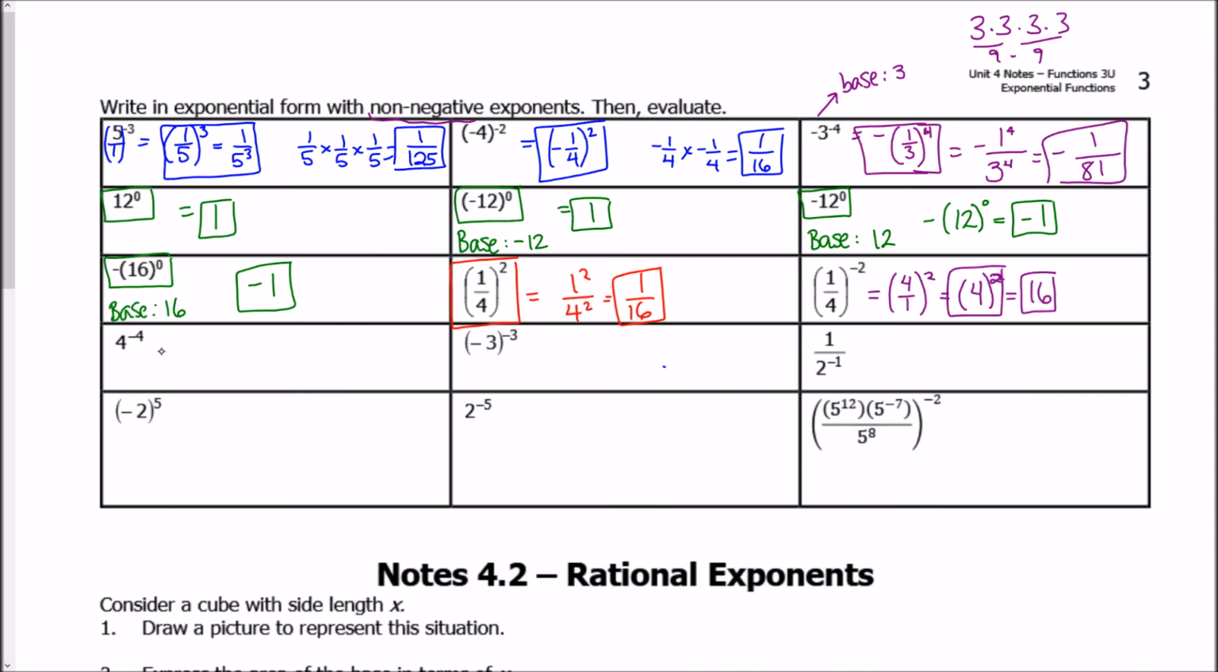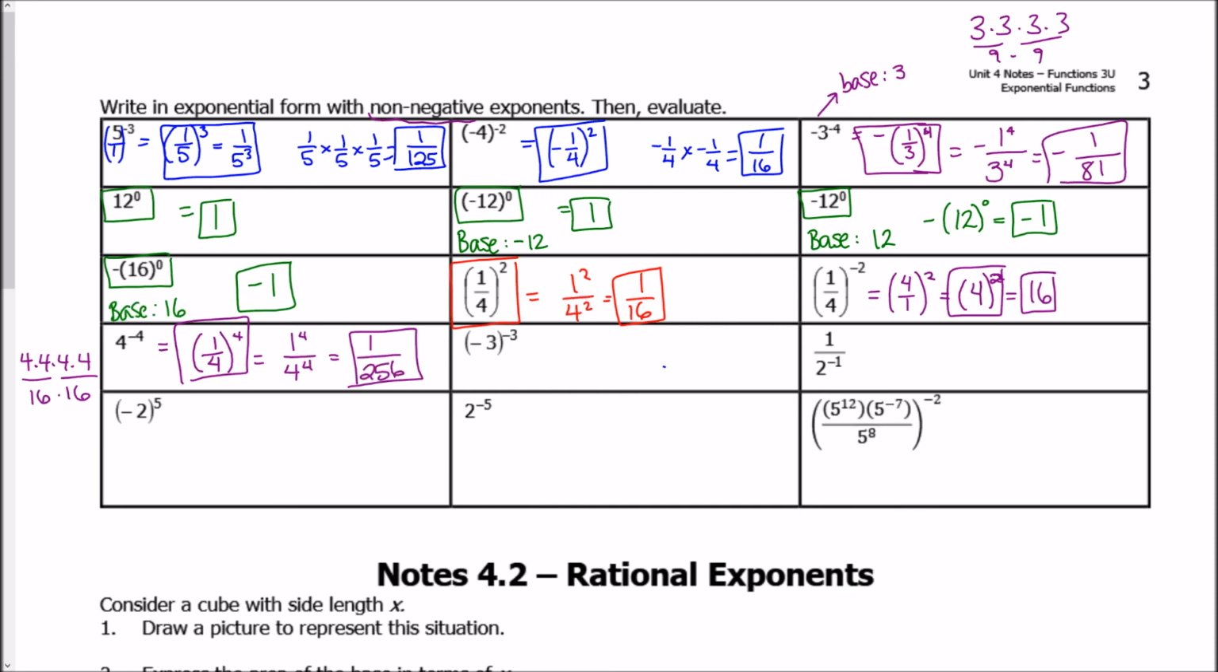Okay? Next one, 4 to the power of negative 4. What this means is I have to take the reciprocal of the 4. So I get 1 over 4 to the power of positive 4 since I did the reciprocal. So 1 to the power of 4 over 4 to the power of 4. 1 to the power of 4 is 1. 4 to the power of 4 means 4 times 4 times 4 times 4. 4 times 4 is 16. 4 times 4 is another 16. 16 times 16 is 256. So this is my evaluated answer, and this is my answer right here with a non-negative exponent.